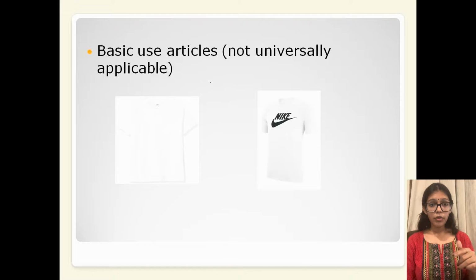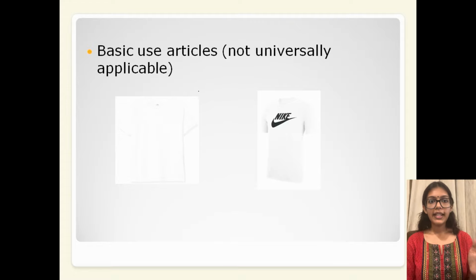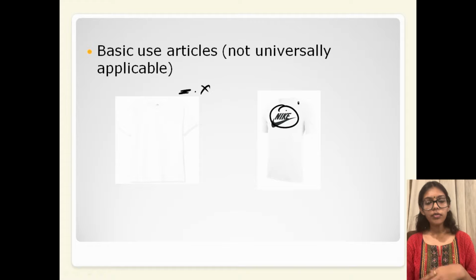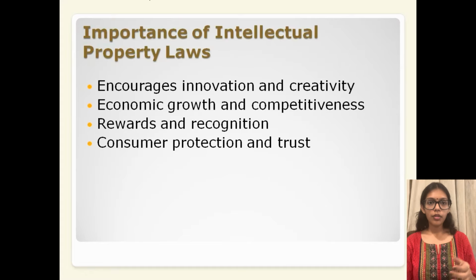It is also a type of intellectual property which we will study about later. So let's take an example. A plain white t-shirt would not be protected or owned, but if it has a swoosh Nike logo, then it is. Now let's jump on to the next topic. Why are intellectual property rights and laws so important?